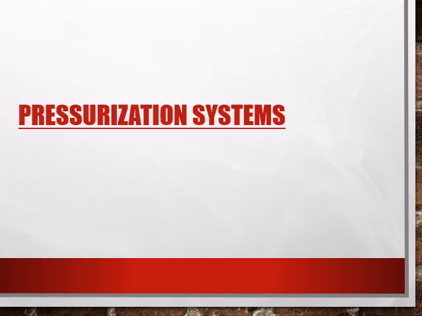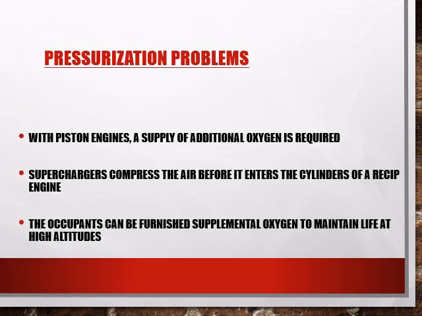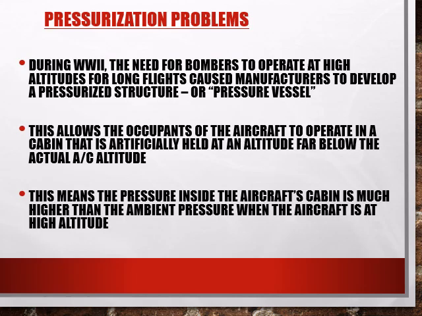Let us now shift focus to pressurization. With piston engines, pressurization often requires superchargers or supplemental oxygen. During World War II, the development of pressurized cabins allowed bombers to fly at higher altitudes with greater comfort and safety. When the jet transport airplane began to fly in the early 50s, the large pressure differential required for the altitudes they flew created metal fatigue. Metal fatigue, caused by the repeated pressurization and depressurization cycles, caused several disastrous accidents.